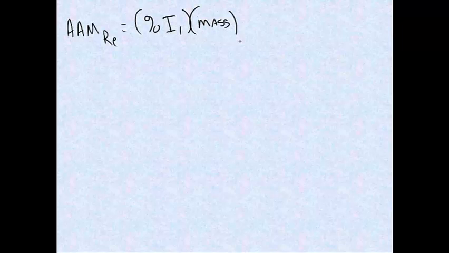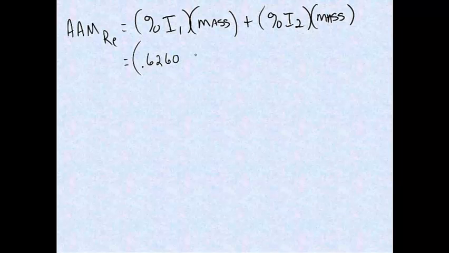Average atomic mass of rhenium will be equal to the percent of isotope number 1 times its mass plus the percent of isotope number 2 times its mass. So I'm going to put in what the problem gives me, and what the problem gives me is this guy. It's telling me that rhenium-187 is 62.60% and has a mass of 186.96 AMUs. Now, again, from the problem, that's all they give me.